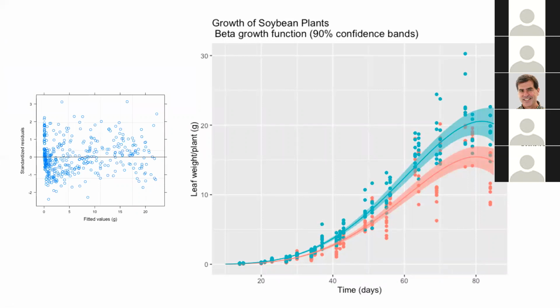I fitted the beta growth function, which allows for a slight drop at the end, as our last time point seemed to have lower values for leaf weight, which is presumably when the plant started to have senescence and translocation to the grain portion of the plant.